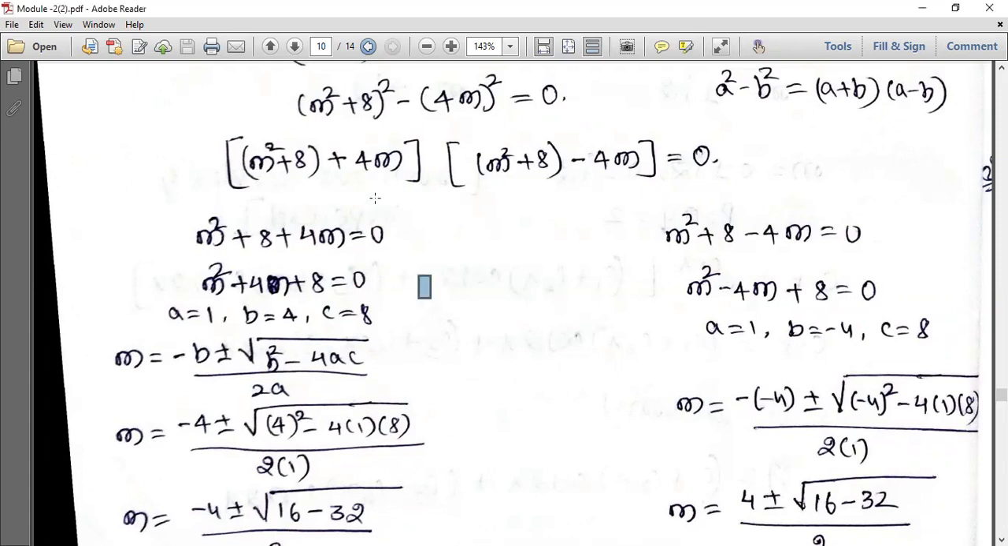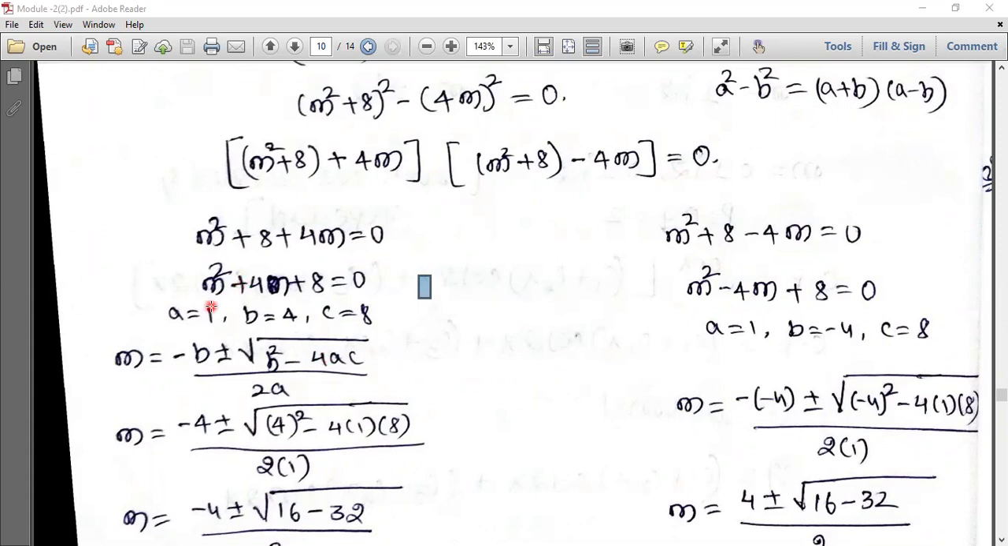One second, if there is any possibility of writing. Okay, so you can see here, the general formula is ax square plus bx plus c is equal to 0. Writing is not possible here.